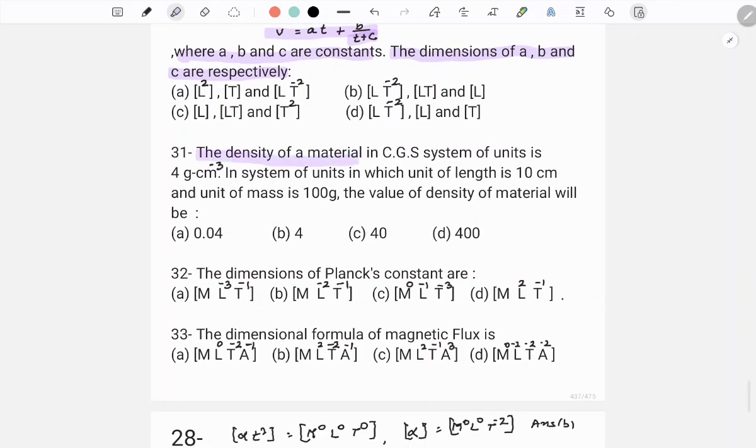31st. The density of material in CGS system of units is 4 gram per centimeter cube. In system of units in which unit of length is 10 centimeter and unit of mass is 100 gram, the value of density of material will be.